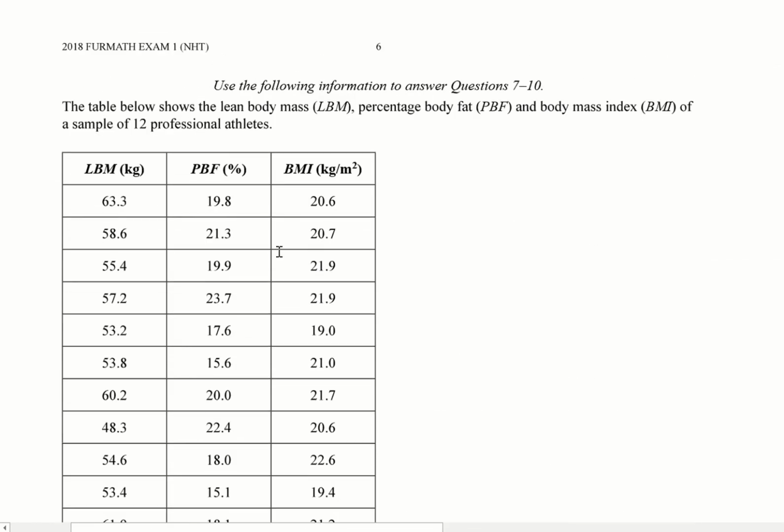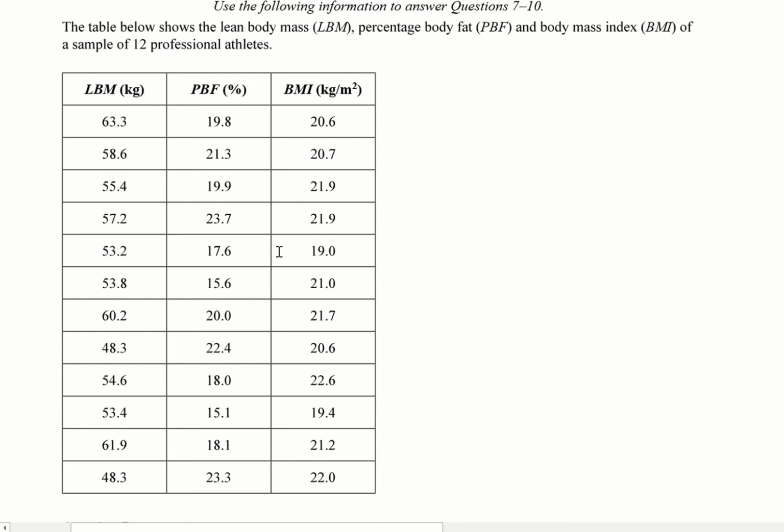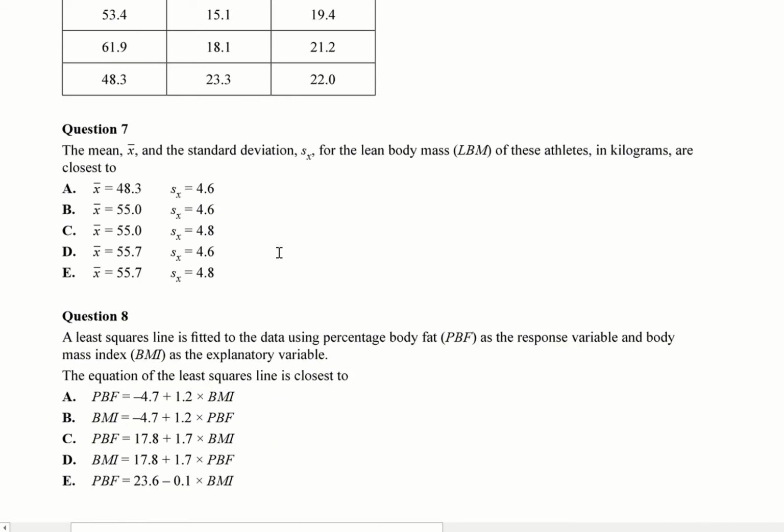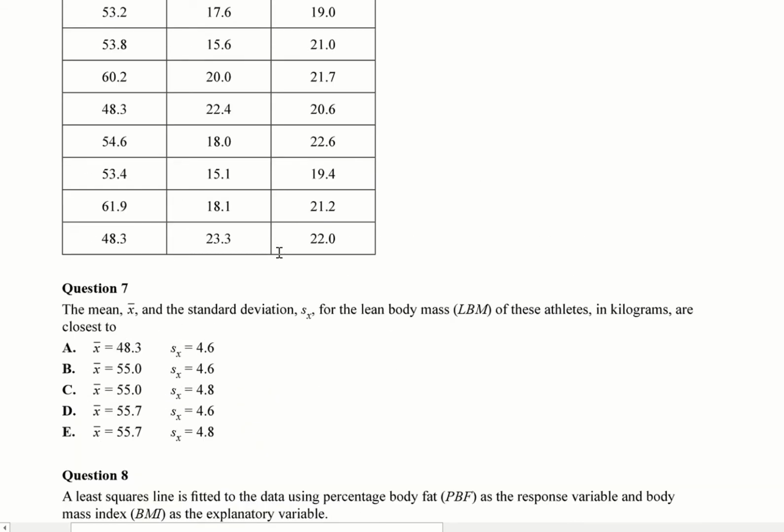So this is going to be used for questions 7 to 10. It's got a bunch of things for 12 athletes for lean body mass, percentage body fat, and body mass index. This is one where you're ideally going to have to put the data in your calculator. So I'm going to bring a calculator up in a moment for this.